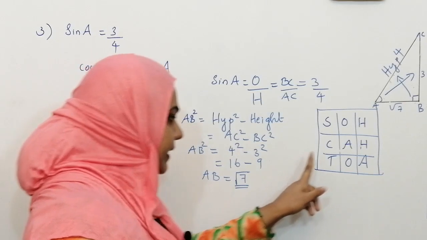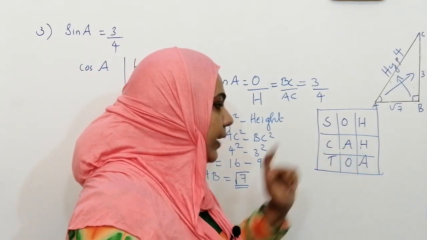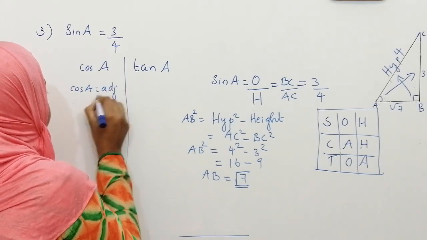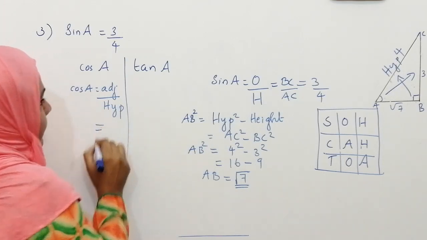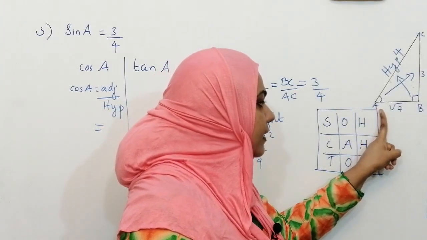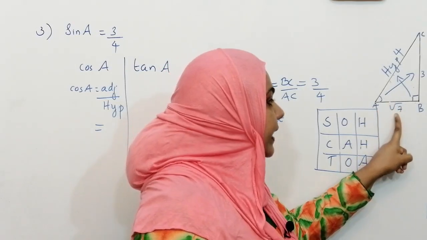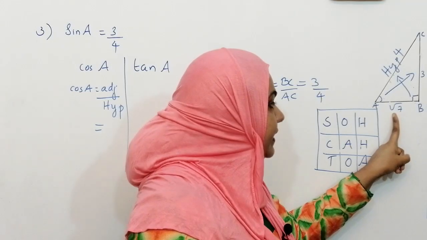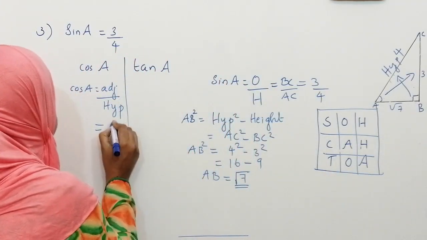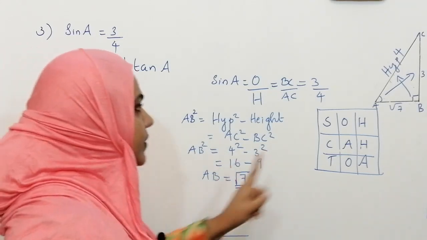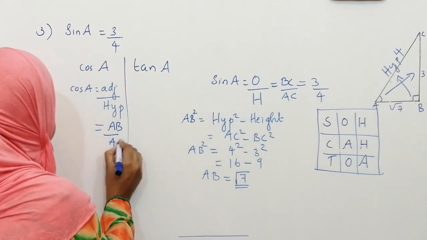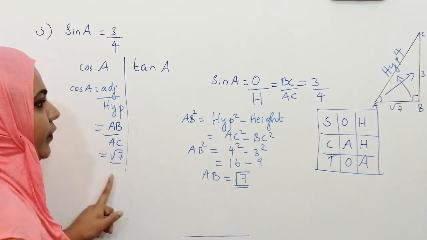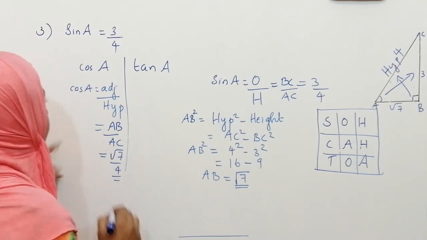You know that cos means adjacent to hypotenuse. According to the reference angle, what is the adjacent side? The side which contains 90 degree and the reference angle is called the adjacent side. So what is the adjacent side here? AB is our adjacent side. Hypotenuse is AC. What is the value for AB? Root 7. And what is the value for AC? 4. So we found the value for cos A.